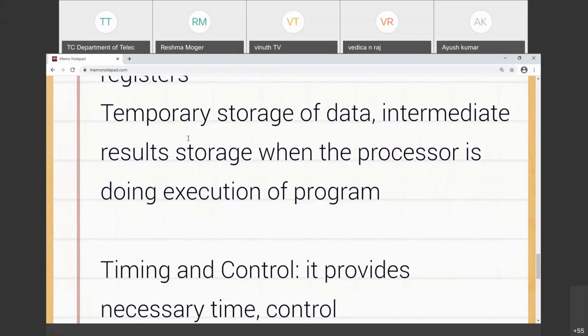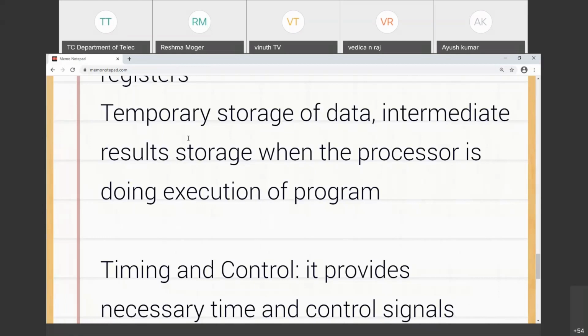What does the timing and control unit do? It provides the necessary timing and control signals. Timing signal is nothing but the clock signal. Control signal is nothing but a signal which says yes or no. Whether an operation should be performed or not is decided by the control signal. So timing and control signals are given by this unit.